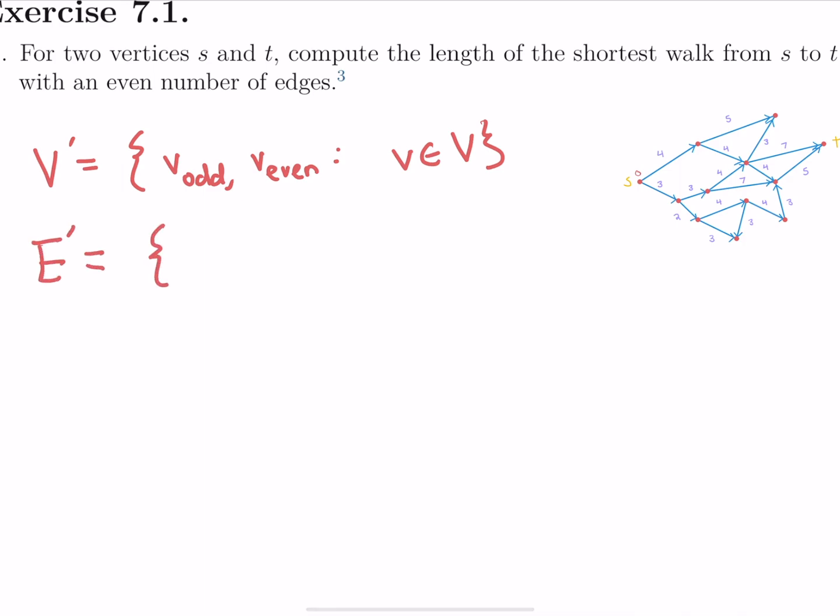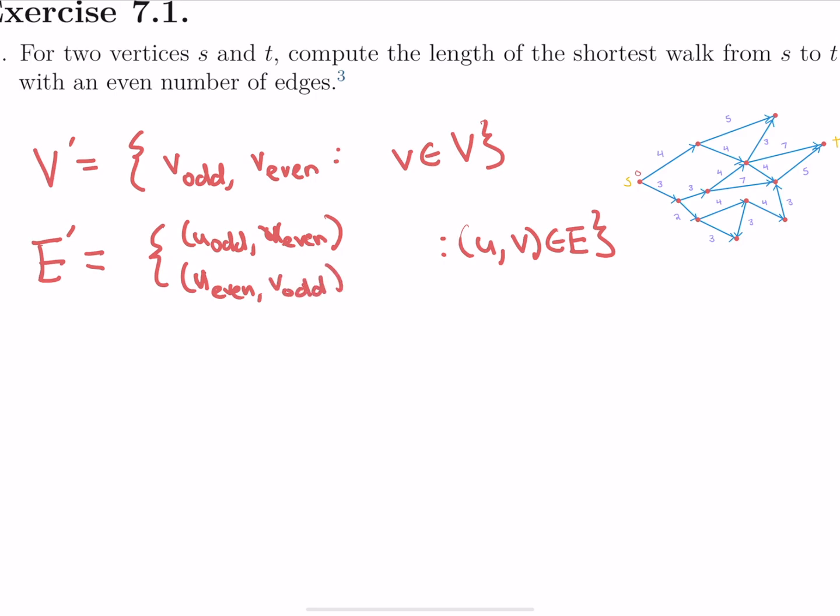For every edge UV originally in the graph, I'll draw a picture and make it very clear in a moment. I'll make an edge from U odd to V even, and from U even to V odd. So I've taken every vertex and made 2 vertices, and I've taken each edge and replaced it with an edge that's going across parities.